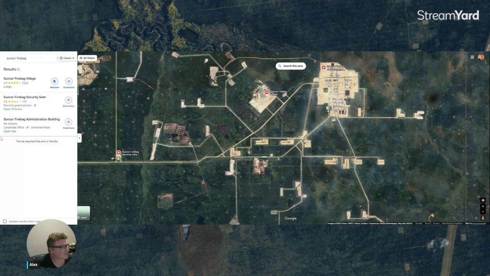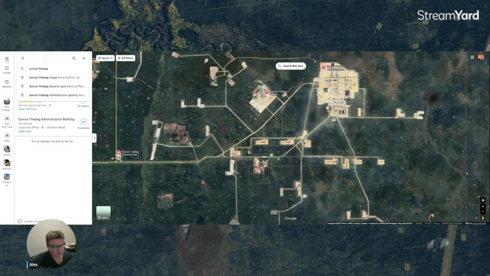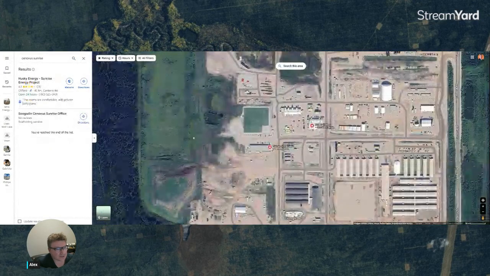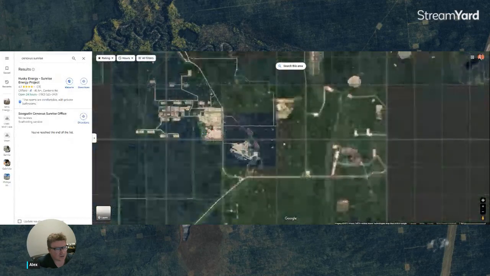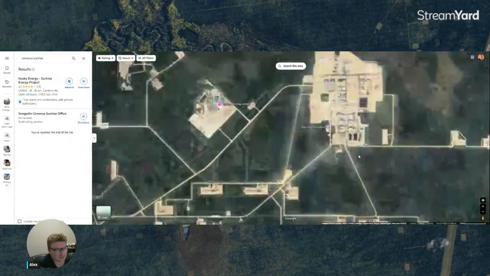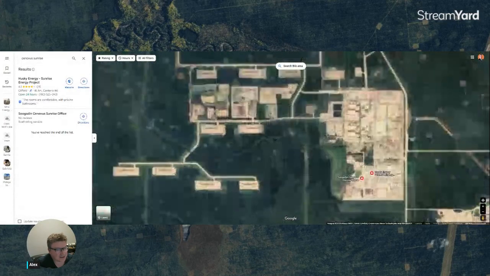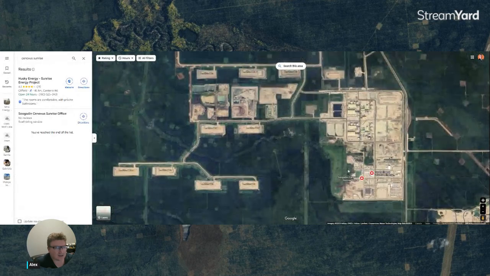Okay, next asset, let's do Cenovus Sunrise. Bam, Cenovus Sunrise. And notice how I didn't really have to go that far. We just came from Suncor Firebag, and right next door we have legacy Husky Energy. Four years ago, in late 2020, Cenovus merged with Husky. It was more of an acquisition where Cenovus acquired Husky, but in my mind it's really a merger because both of the companies were very big.